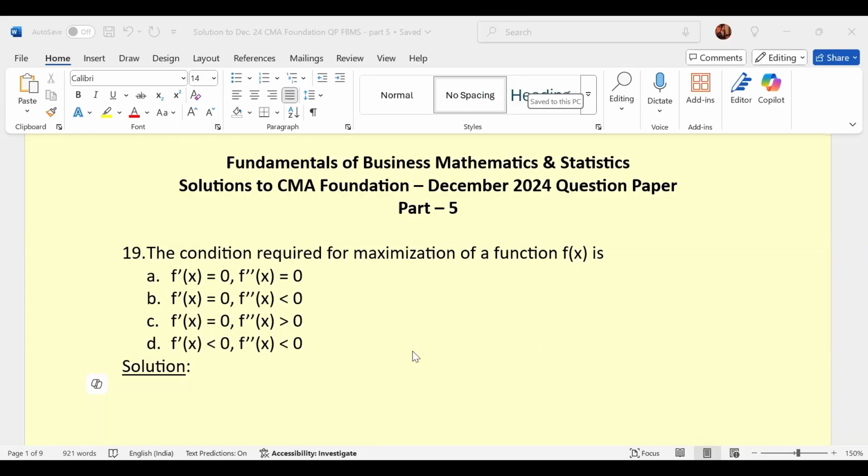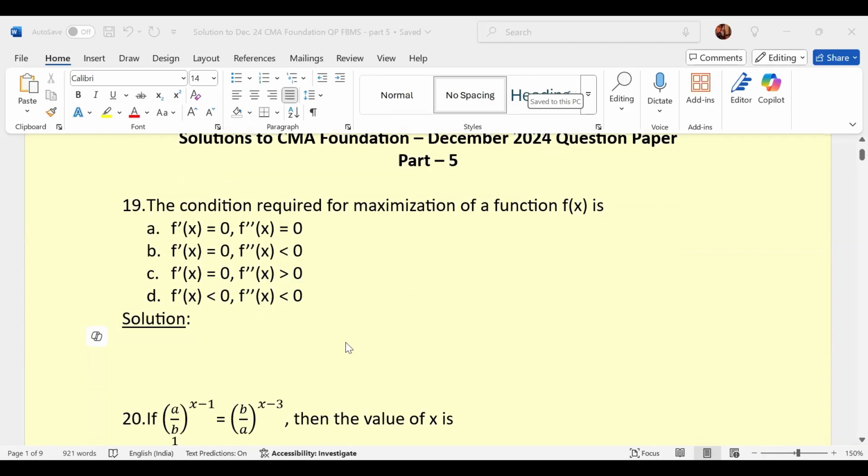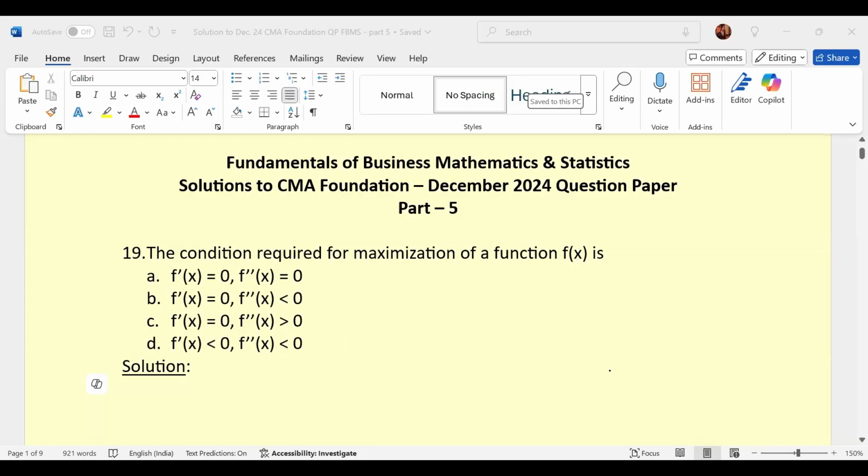Question number 19. The condition required for maximization of a function f of x is. Here we need not do any calculations. It is a straight answer. The first derivative should be 0 and the second derivative should be less than 0. So f dash of x is 0, f double dash of x should be less than 0. So the answer is option B.